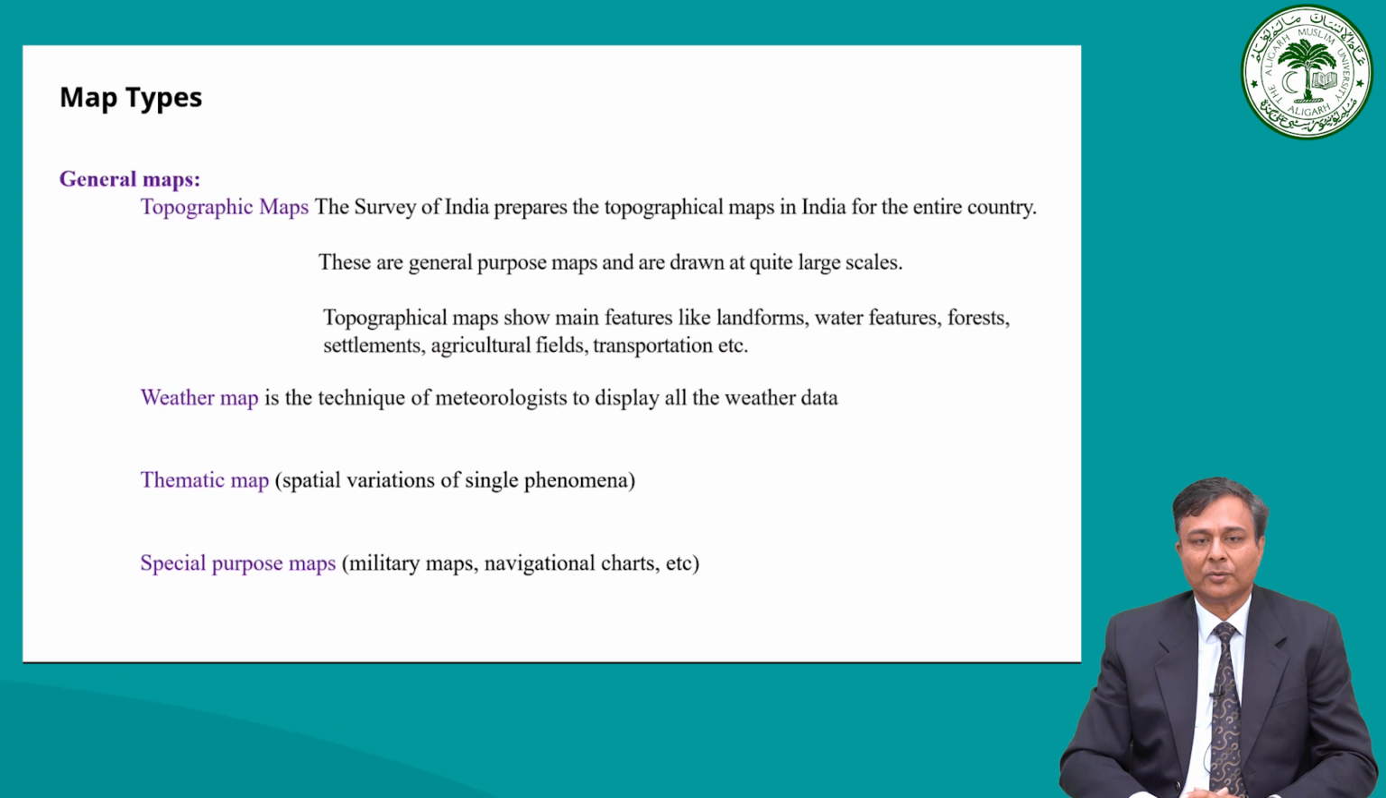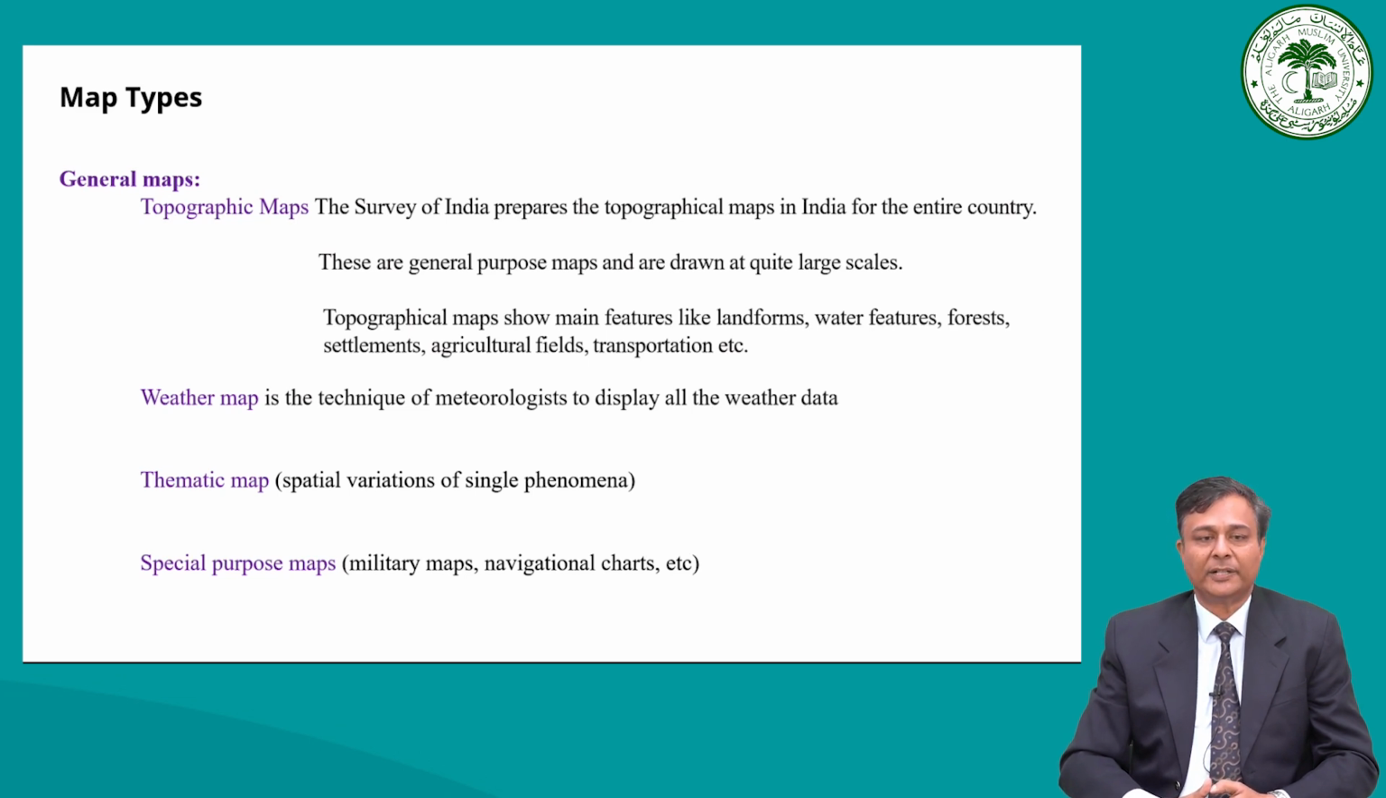Topographical maps show all kinds of physical features, landforms, water features, forests, etc., and also man-made intervention into the natural features, for example, settlements, agricultural fields, transportation, etc. Then another kind of general map which we commonly use in modern day is the weather map. It is generally prepared by meteorologists to display all kinds of weather data.